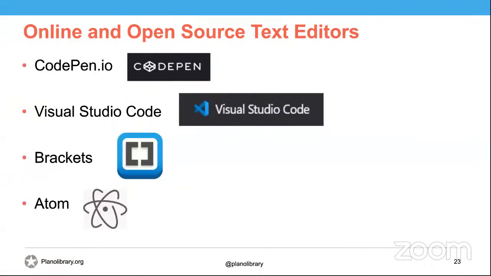So as I mentioned, we just demoed codepen.io, but there are many other text editors that you can use. I've also mentioned Visual Studio Code. There's also Brackets and Atom. These are all programs you'll need to download to your computer. I believe Brackets and Atom are free as well. Visual Studio Code is free, so you don't have to pay for that.